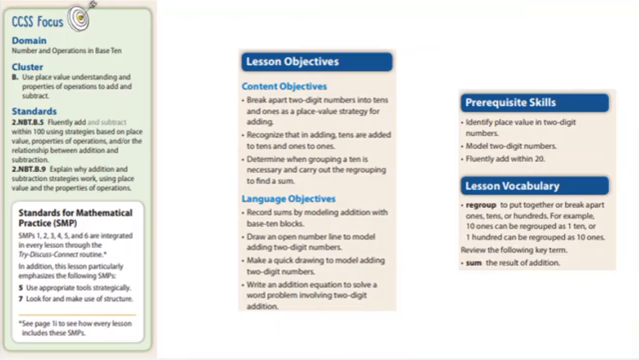Our lesson objectives are to break apart two-digit numbers into tens and ones as a place value strategy for adding. Recognize that in adding, tens are added to tens and ones to ones. Determine when grouping a 10 is necessary and carry out the regrouping to find a sum.